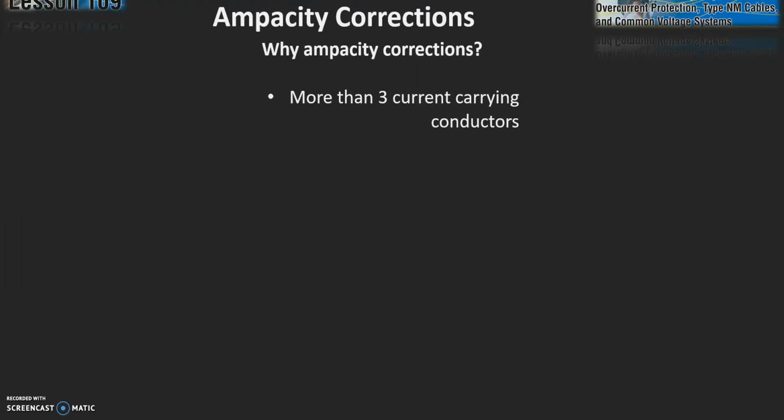If we have more than 3 current carrying conductors in a raceway or cable, we have to do an ampacity correction, or more commonly known as derating. Okay, it's not rated for as many amps. The other reason is high ambient temperature. So think about both those things. High ambient temperature, it's a hot environment. If we have 3 current carrying conductors, what that's going to do is actually cause your raceway or cable to heat up. So both these things are dealing with high temperature.